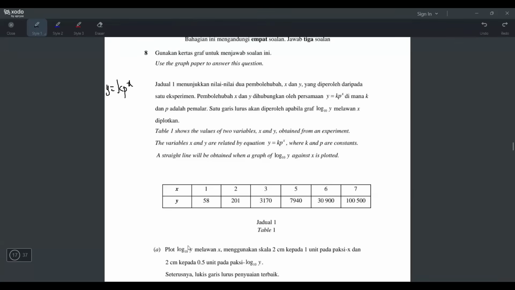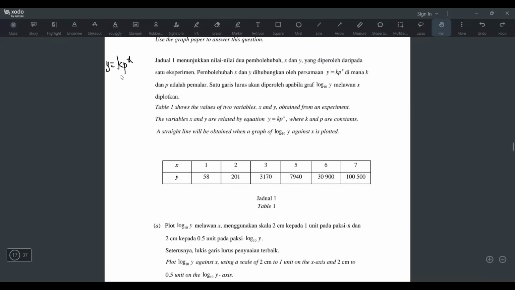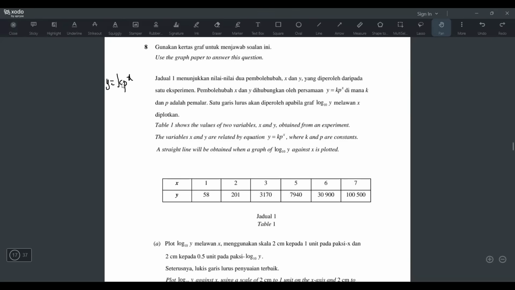But I will not do that first. I will change to linear form first, because if you don't do that, you cannot do part B later. Part B will ask you to find k and p, and if you don't change to y equals mx plus c, you don't know how to find k and p, right? So the first step is to change to linear form.